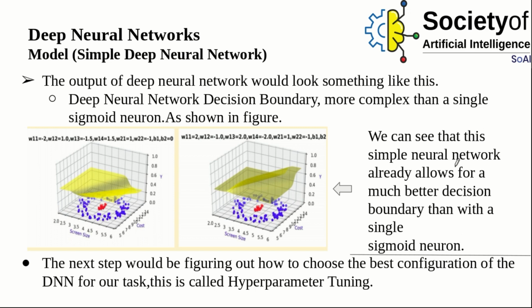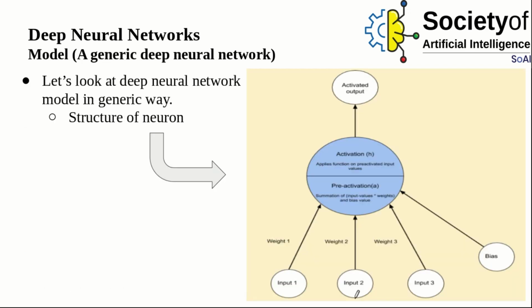The deep neural network's decision boundary is more complex than a single sigmoid neuron's, as we can see here clearly. We can see that this simple neural network already allows for a much better decision boundary than a single sigmoid neuron. The next step would be figuring out how to choose the best configuration of DNN for our task, which is also called hyperparameter tuning. So let's look at this DNN model in a more generic way.